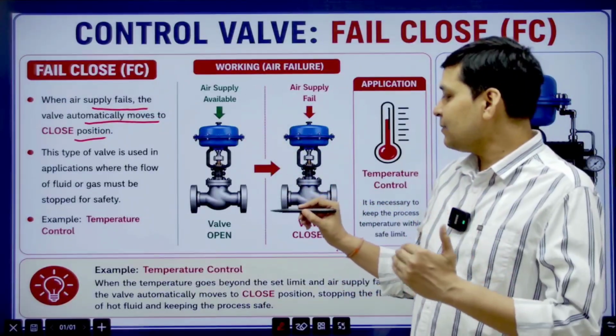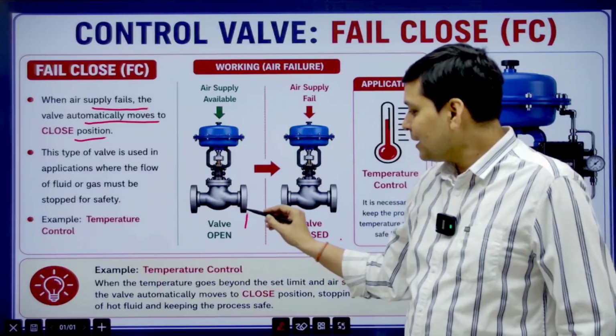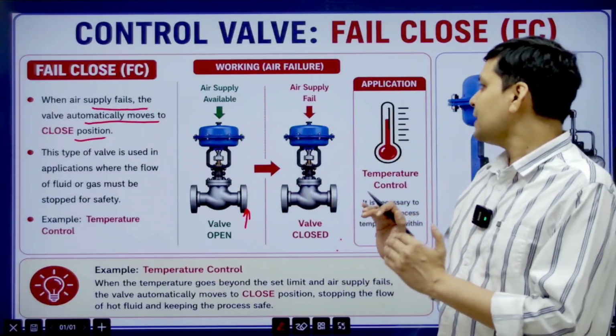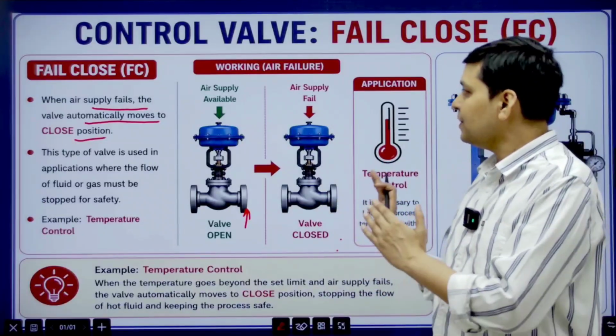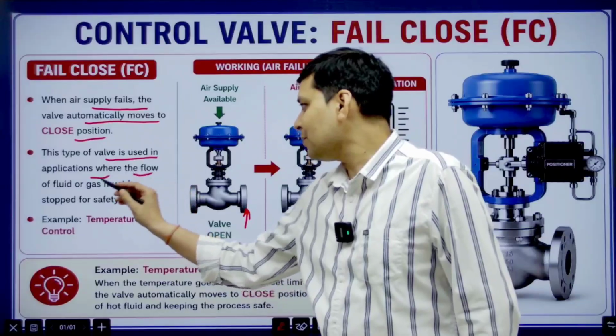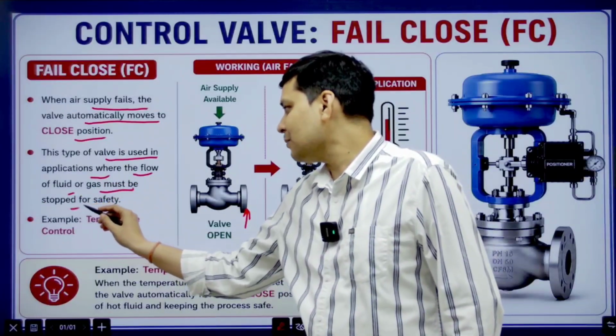When air supply is available, the valve will start opening from 0% and it will go up to 100%. And if the air supply fails, the valve will be fully closed. This type of valve is used in applications where the flow of fluid or gas must be stopped for safety.